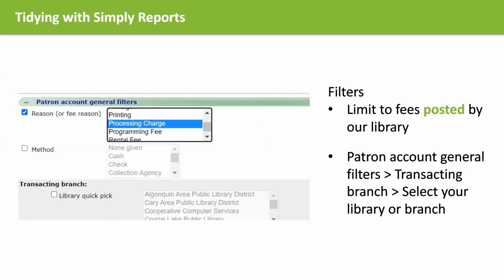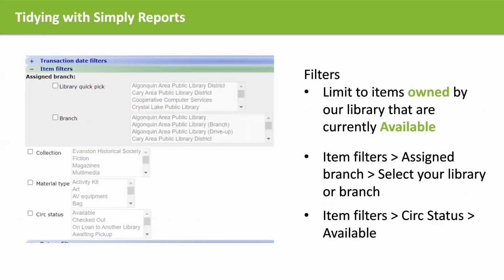So those are our first couple filters. The next thing we need to do is add filters that limit to items belonging to our library and items that are available. Now, since these are both item qualities, we're going to look under the item filters section. We'll use the assign branch filter to limit to items from our library. And then we will use the circ status filter to limit to items with an available circulation status.